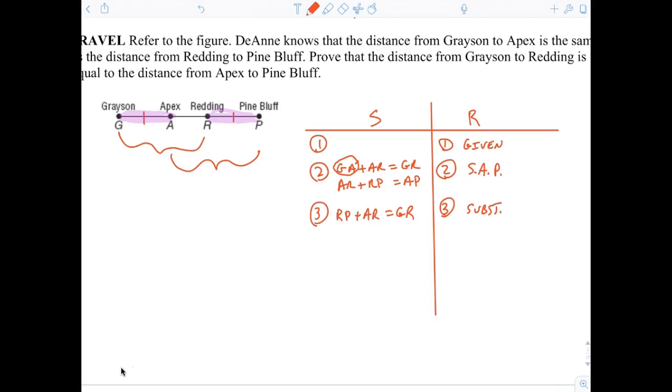Now look what we have. All right, now I have AR plus RP here, and I have AR plus RP here. Do you agree with that? Does everybody see that? Because then you can just say GR equals AP. Now we can say that GR is equal to AP. And that's, again, just a what now? That's a substitution.